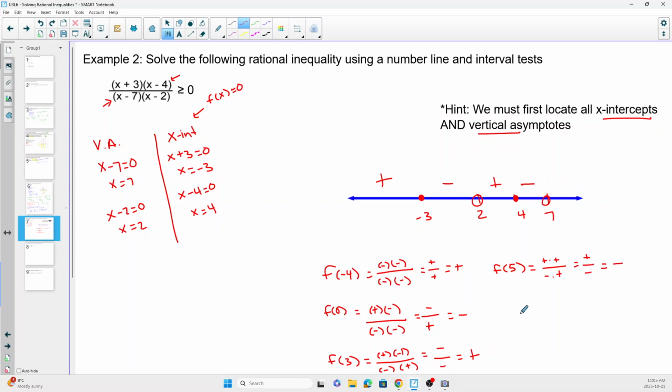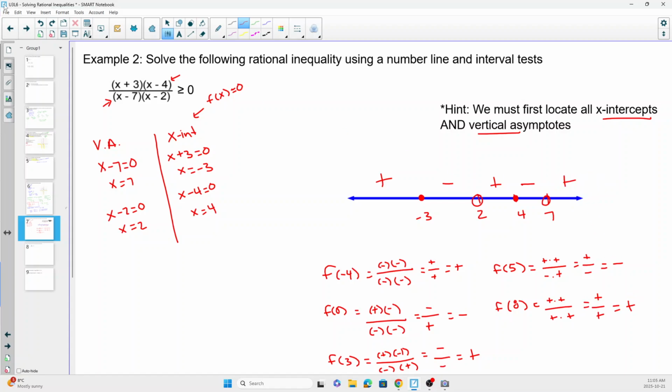And we could probably predict what's going on over here, but we can't make any assumptions. You know what they say about assumptions. So we sub in an 8. 8 plus 3, that's positive. 8 minus 4, also positive. 8 minus 7, also positive. 8 minus 2, also positive. So I've got a positive divided by a positive, which is a positive.